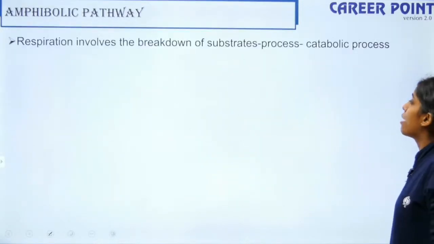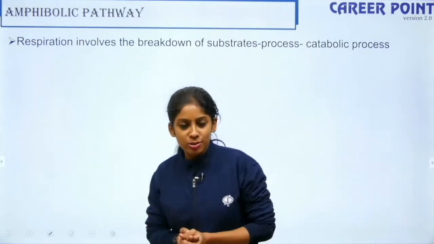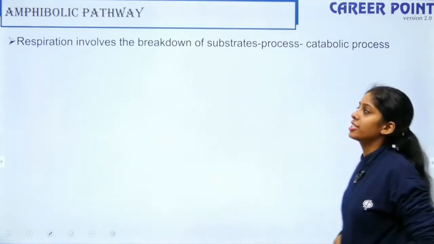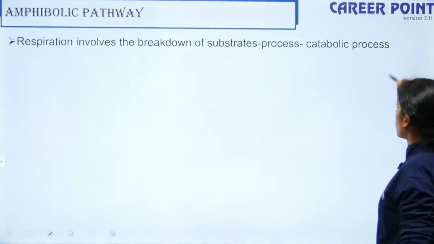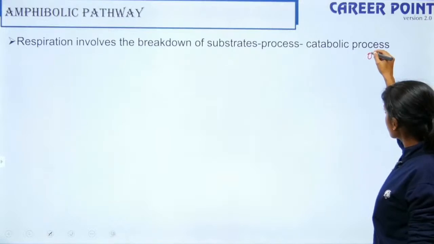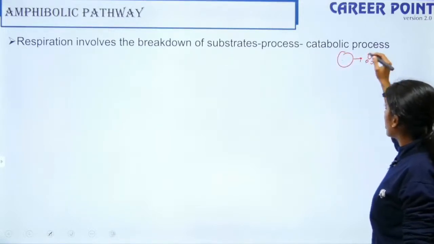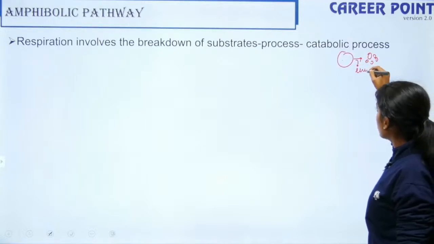So now what is this amphibolic pathway? In your body you have metabolism. So metabolism is both catabolic as well as anabolic. So catabolic is the breakdown of larger substances into smaller ones. So this is catabolic. So here you have the release of energy.